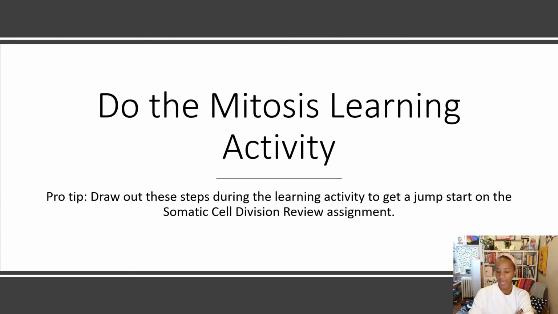All right, so that concludes the mini lecture on the cell cycle and mitosis. Now you're going to move on to the mitosis learning activity. Here's a hint: if, while you're going through the mitosis learning activity, you draw out the steps of mitosis that you see there, then essentially you will have your somatic cell division review assignment, which is the next assignment after that, done. So that's my advice. Draw out all the steps that you learned during the mitosis learning activity, and then use them for the somatic cell division review assignment. Okay, see you next time.